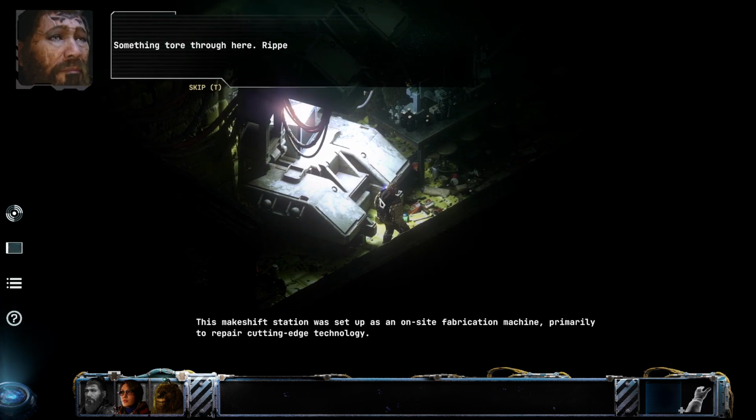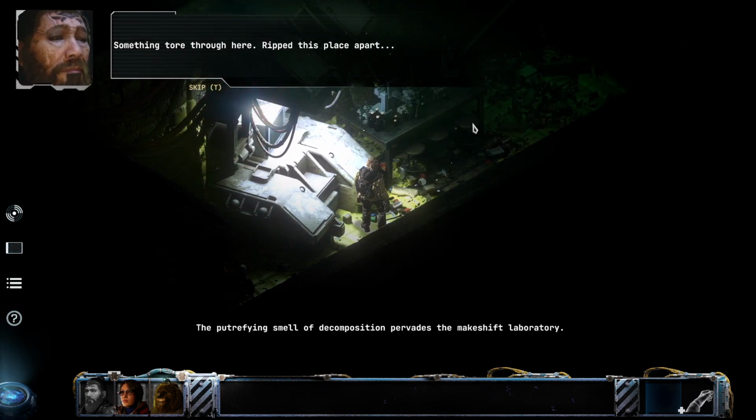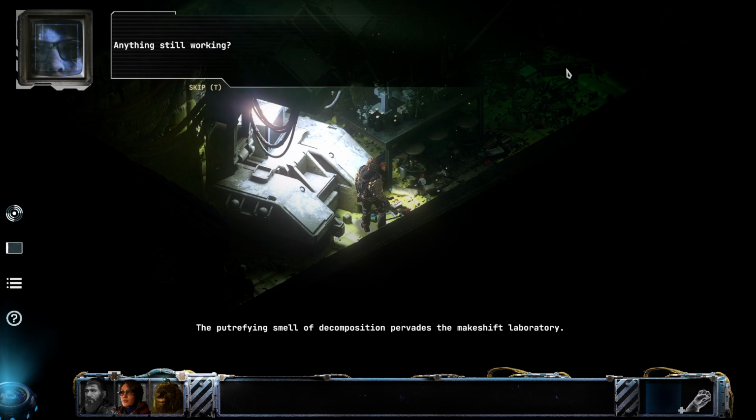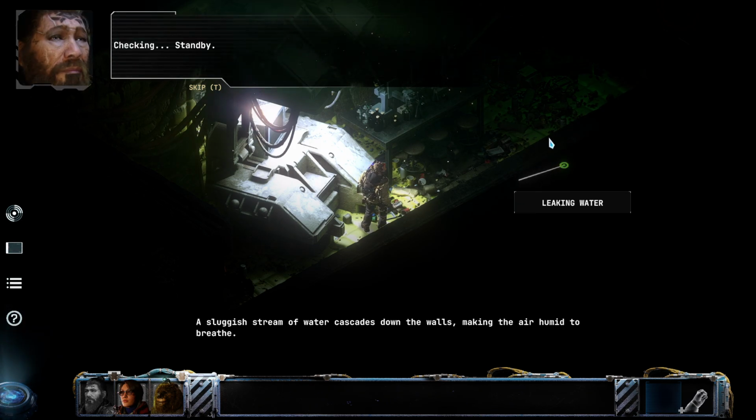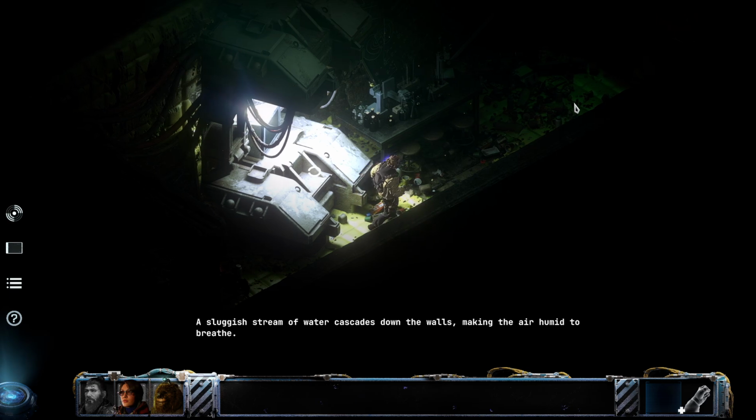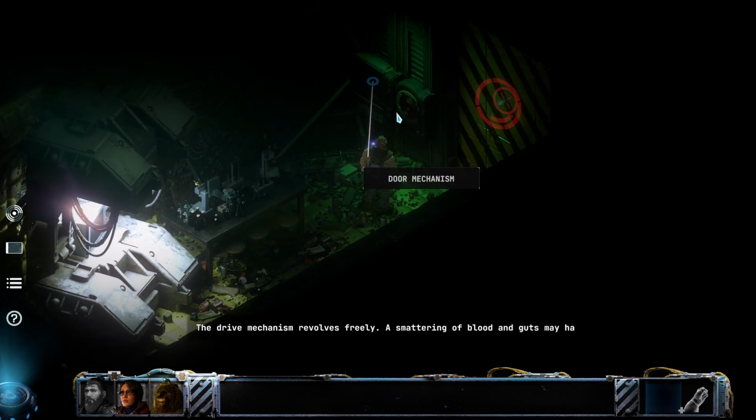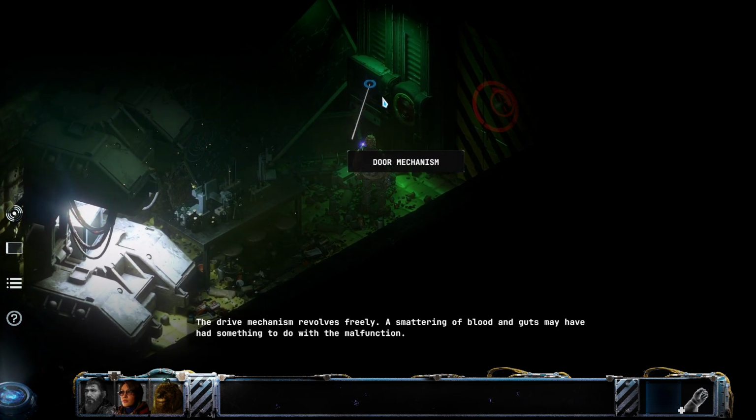Biotech service station. Through here. Rip this place apart. Anything still working? Checking. Stand by. Okay, so we have a drive mechanism up here that could potentially open the door.